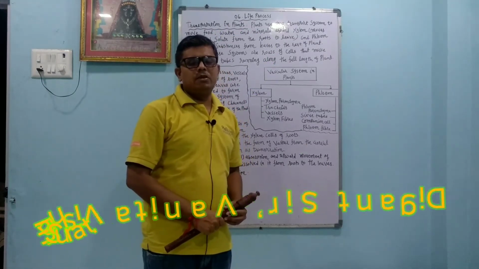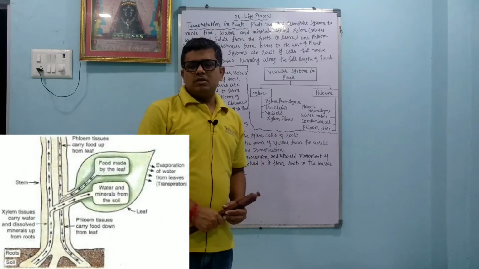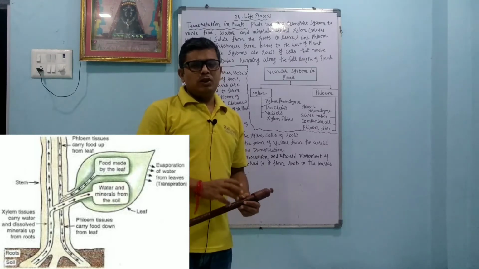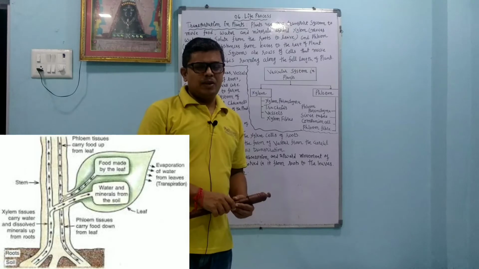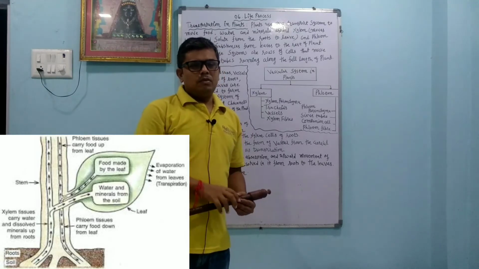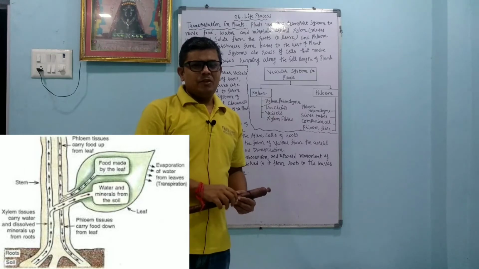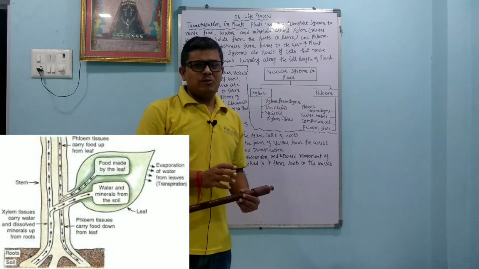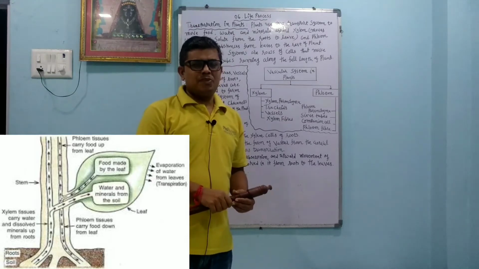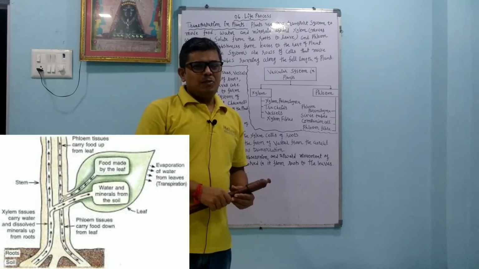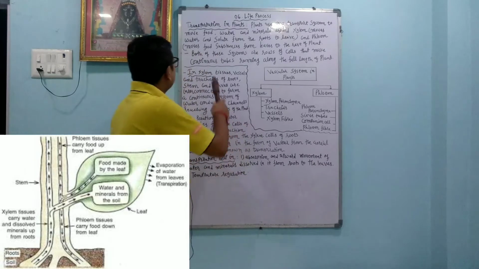Today we will continue chapter number 6, life processes. Dear student, we are going to learn about how water goes to different parts of the plant, as well as how food goes to different parts of the plant. All the mineral soluble parts go by the xylem, and the other solid part, the food, goes to different parts of the plant by the phloem. So we will learn one by one.